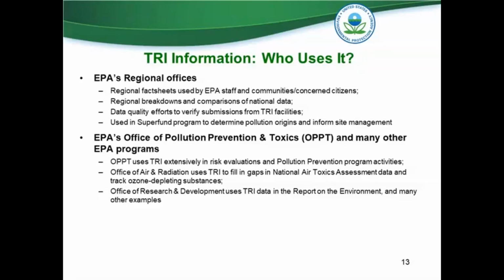And within our own Office of Pollution Prevention and Toxics, which is where the TRI program sits within EPA, other parts of OPPT use TRI data extensively in their risk evaluations and pollution prevention program activities. The Office of Air and Radiation at EPA uses TRI to fill in gaps in the National Air Toxics Assessment data set and to track some of the ozone depleting substances, some of which are covered under TRI. And finally, the Office of Research and Development uses TRI data in one of its indicators in the report on the environment. And there are various other examples across the agency as well.